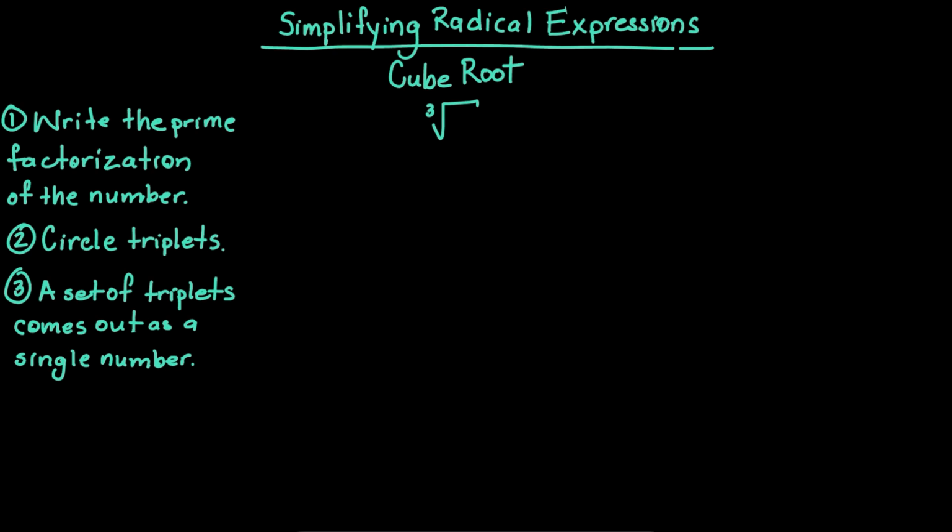The steps for simplifying a cube root are very similar to a square root. We're still going to write the prime factorization of the number, but instead of circling twins, we're going to circle triplets. So if you have three of a kind, you can circle and that triplet will come out of the radical as a single number. So let's get started.